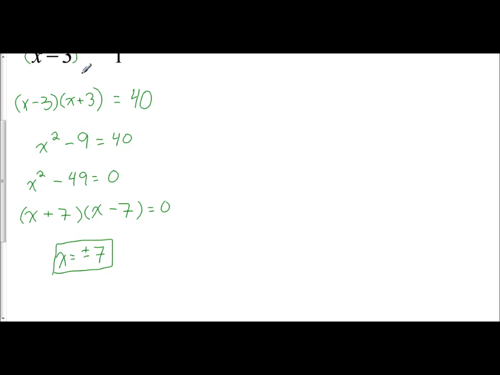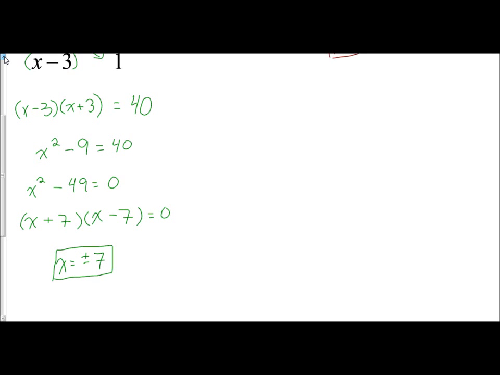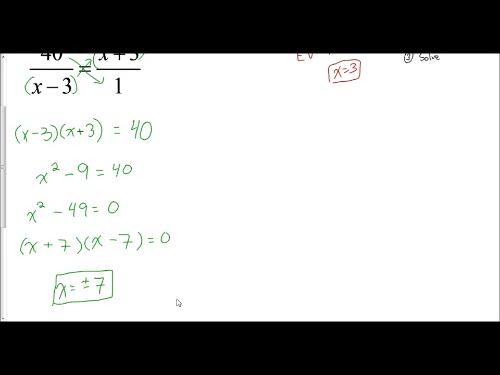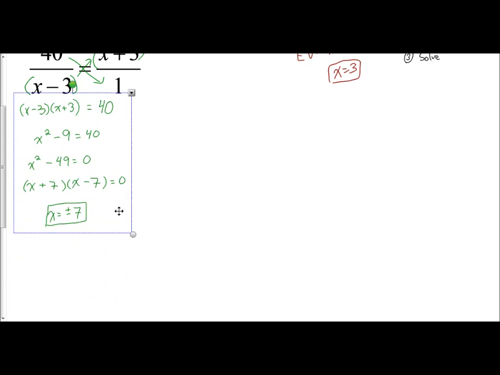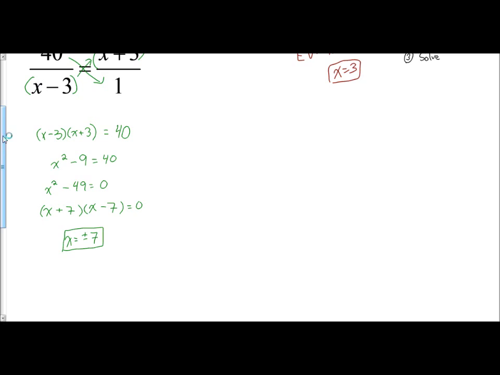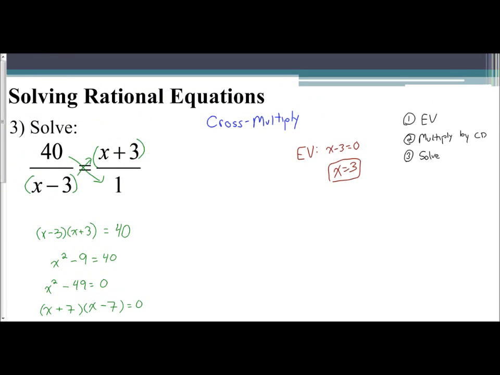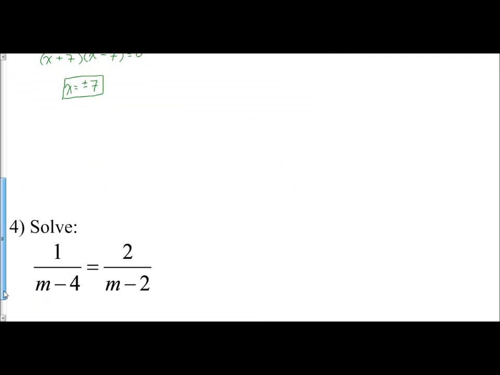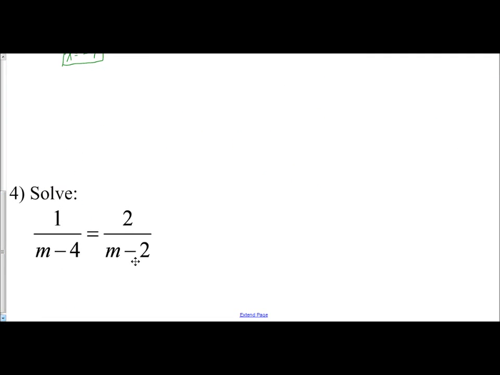And since my excluded value was 3, and my x is not 3, then I do not need to worry about the excluded value. And so in this situation, we have a case where we can cross multiply. We have two fractions equal to each other. So let's look at example number 4. It's the same idea. For example 4, I have 1 over m minus 4 equals 2 over m minus 2.